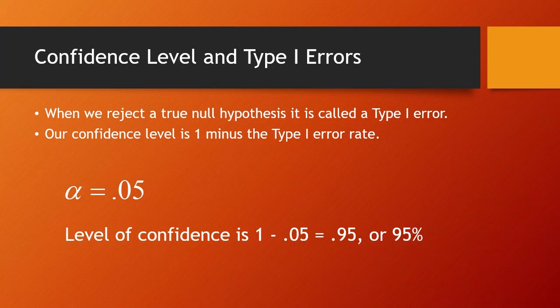Statisticians use the Greek letter alpha to indicate the type 1 error rate that they're willing to live with. So here alpha is 0.05. Notice that if we subtract the error from 1, that will give us our confidence level of 0.95 or 95%.